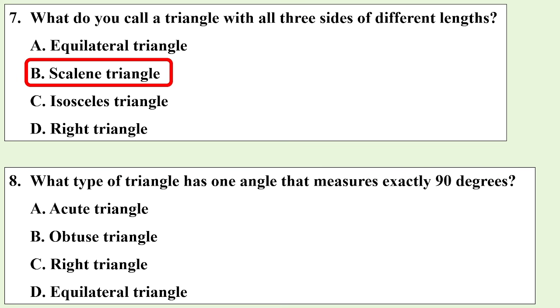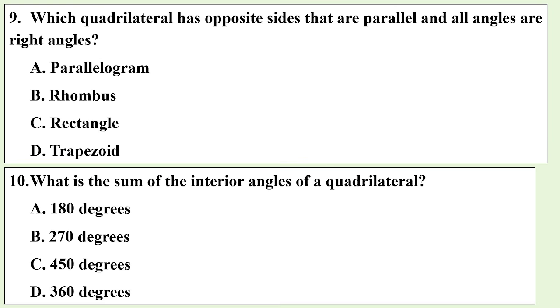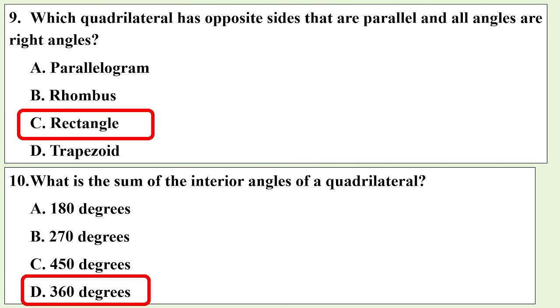Number 8. What type of triangle has one angle that measures exactly 90 degrees? Right triangle. Number 9. Which quadrilateral has opposite sides that are parallel and all angles are right angles? Rectangle. Number 10. What is the sum of the interior angles of a quadrilateral? 360 degrees.